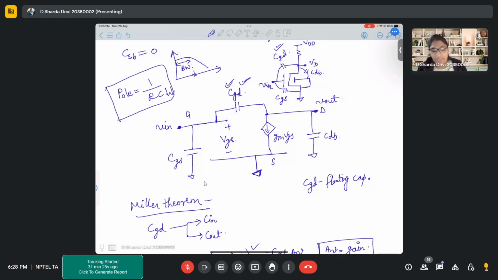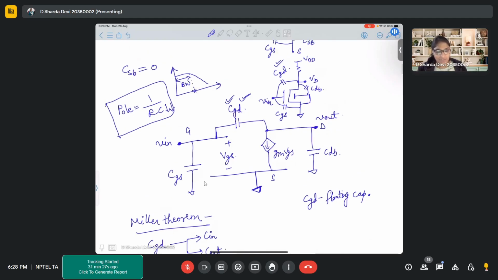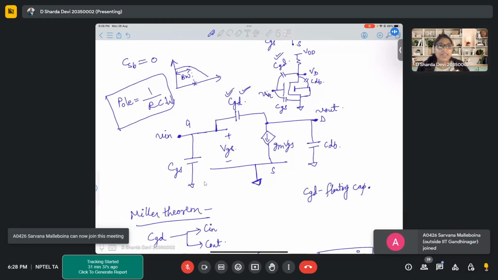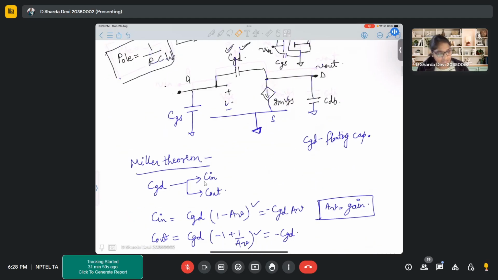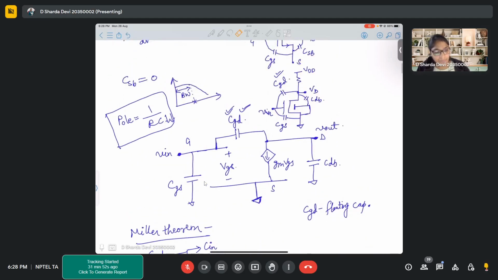This is your pole. And since we are talking about poles and zeros, let me give you another piece of information, but just keep it in your mind. It is very important. First of all, when you have a circuit, what you need to do is find out how many AC nodes you have in your particular circuit. What do I mean by AC node?